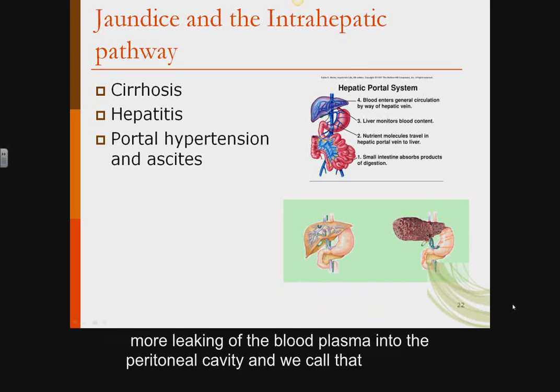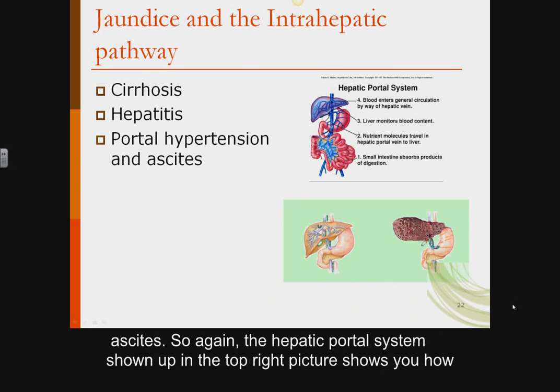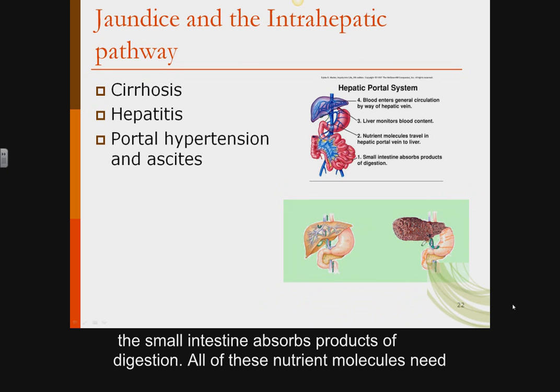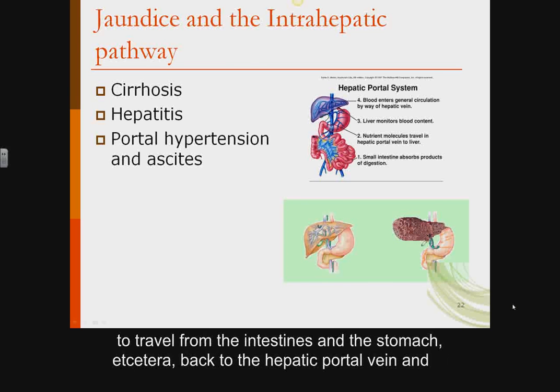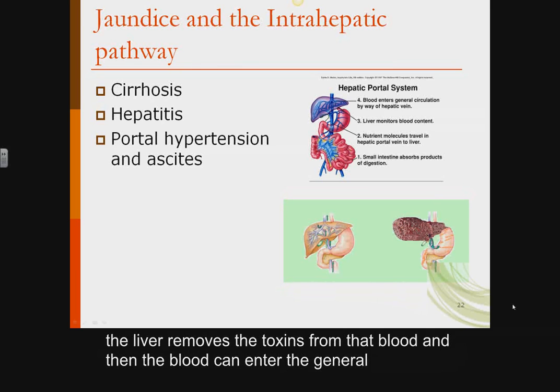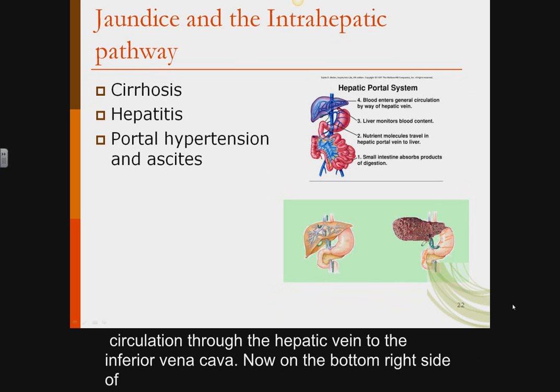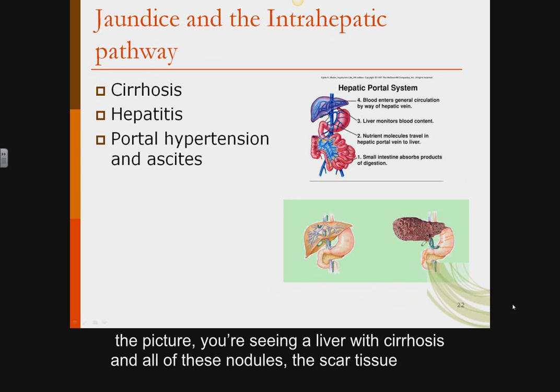And what happens is this increased capillary hydrostatic pressure means that we have more leaking of the blood plasma into the peritoneal cavity, and we call that ascites. So again, the hepatic portal system, shown up in the top right picture, shows you how the small intestine absorbs products of the digestion. All of these nutrient molecules need to travel from the intestines and the stomach, etc., back to the hepatic portal vein, and the liver removes the toxins from that blood, and then the blood can enter the general circulation through the hepatic vein to the inferior vena cava.